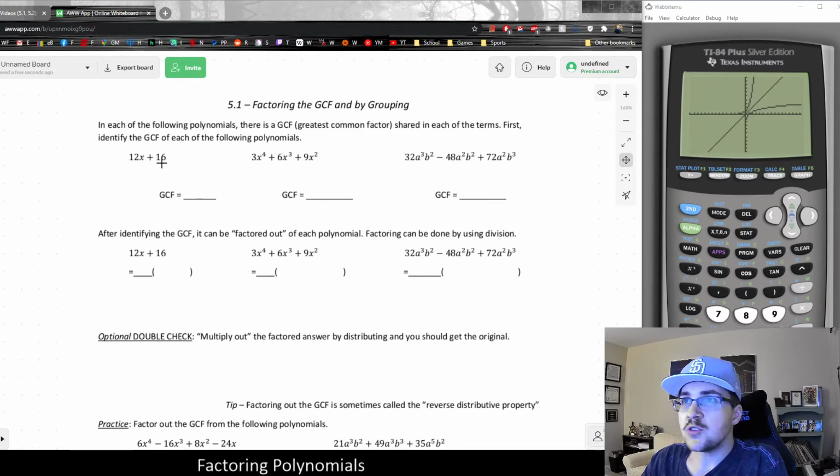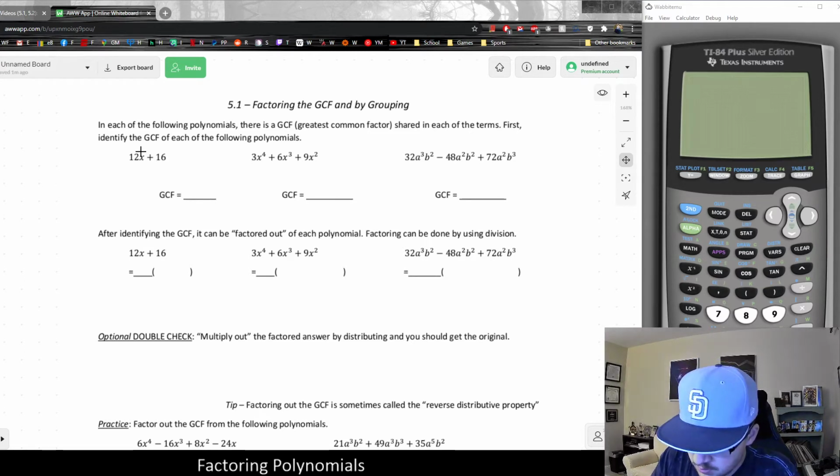Like you could say, well, 2 is a common factor or 4 or something, but we always want to determine the greatest common factor if there is one. So 6 is not, but it does appear that 4 is the largest common factor between each of the terms in that particular polynomial.